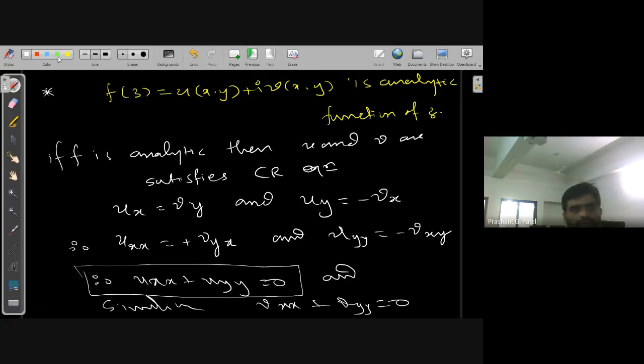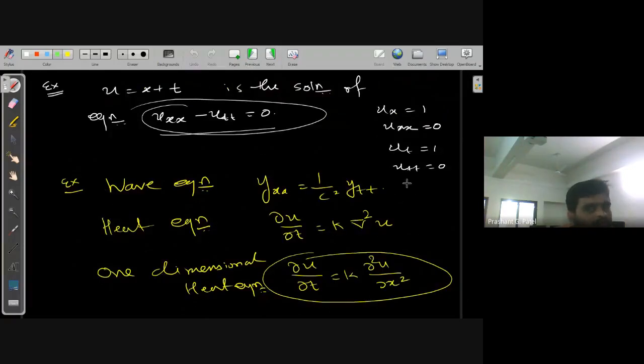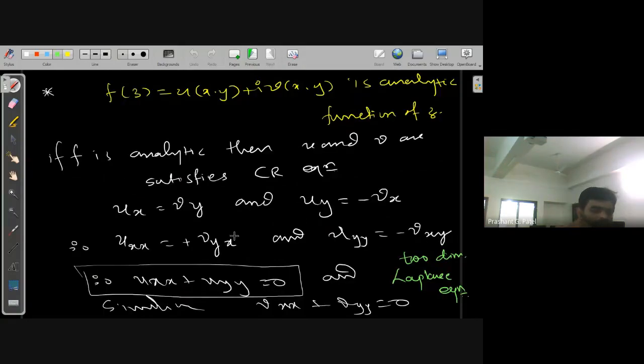So this equation is known as the two-dimensional Laplace equation. Basically, in this course, you will study in unit 3 and unit 4 these three types of partial differential equations. The first one is the wave equation, which is of this form. The heat equation, which is of this form, and basically we are discussing the one-dimensional heat equation. And the third one is the Laplace equation.